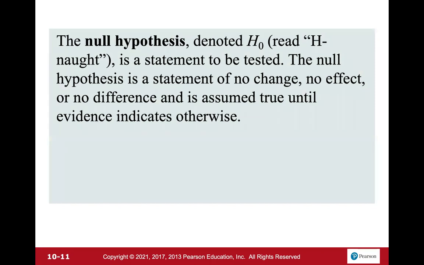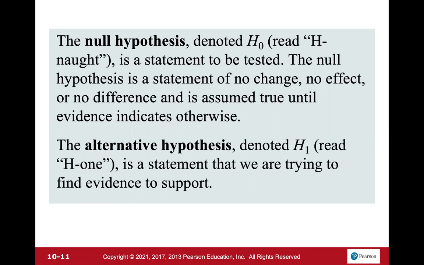The null hypothesis, denoted H sub 0 or H naught. There are a couple of different ways to say this, but this book is going to call it H naught. H naught is a statement to be tested. The null hypothesis is a statement of no change, no effect, or no difference, and is assumed true until evidence indicates otherwise. The alternative hypothesis is denoted H1, sometimes denoted HA. In this case, it's going to be H1. This is a statement that we are trying to find evidence to support.